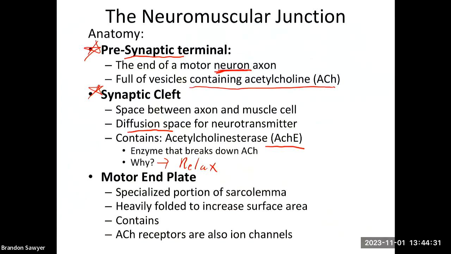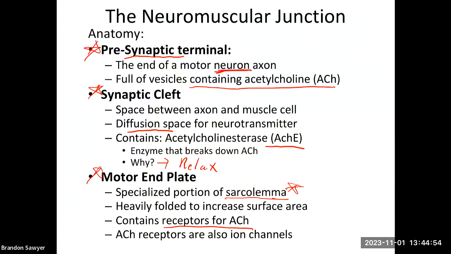And then finally, the muscle side of the neuromuscular junction is called the motor end plate. This is a specialized portion of the cell membrane of the muscle cell. The cell membrane is called the sarcolemma, right? So it's a special portion of that, very folded, and it contains a bunch of receptors for acetylcholine.